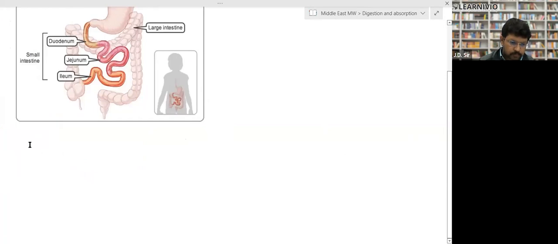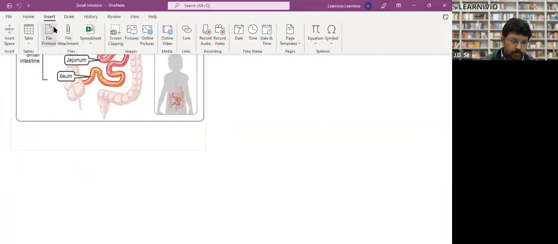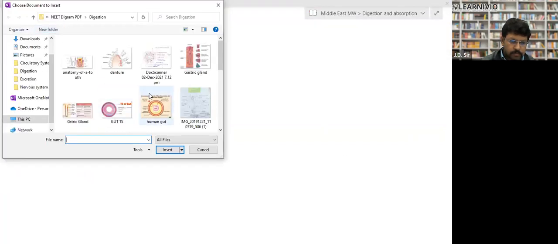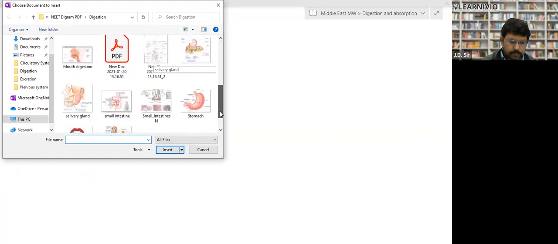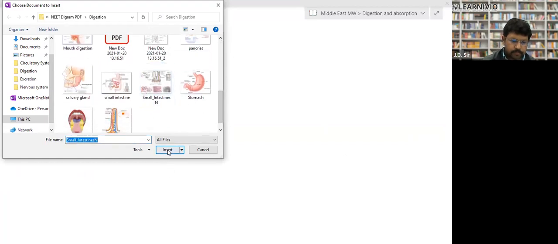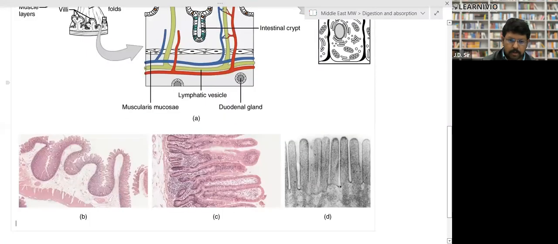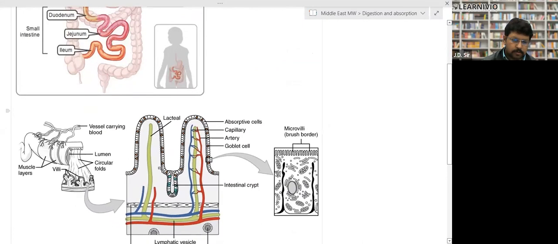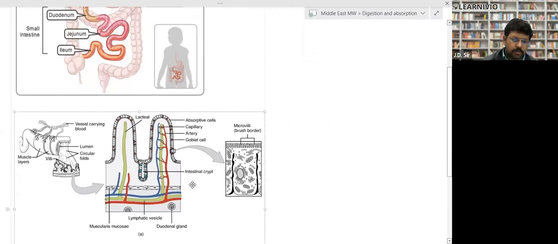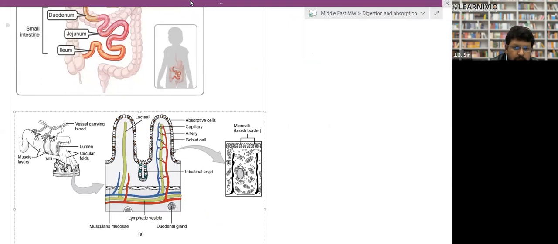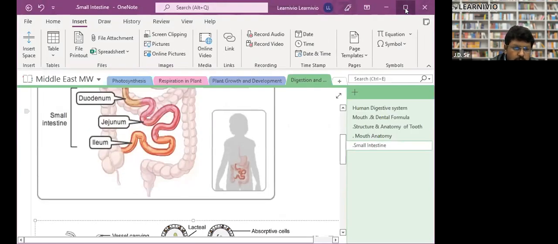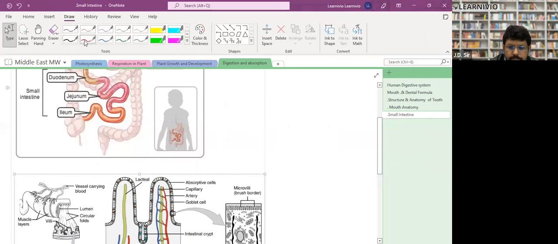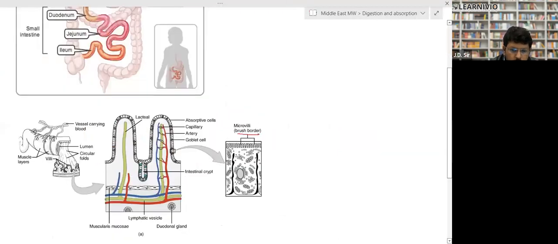Let me show you the diagram of this. Let me make it a bit smaller. Look, these are the finger-like projections. A small intestine has finger-like projections. What do we call these? These are called villi, right? These folding structures are called microvilli or brush border structure. They are actually responsible for absorption of the substances.